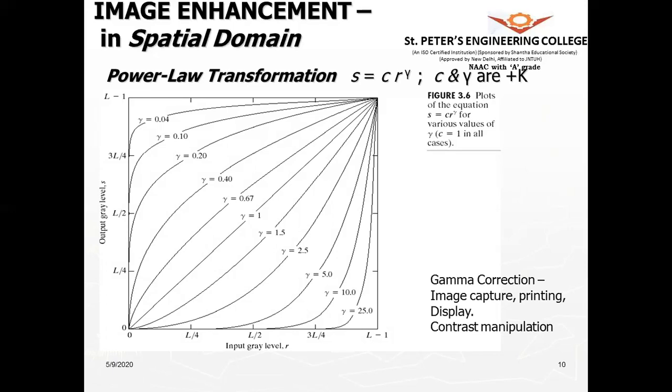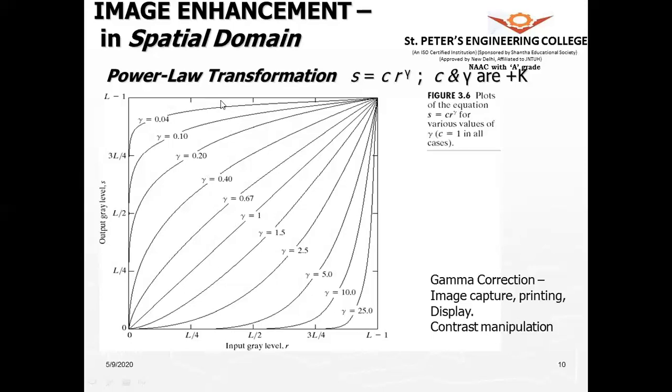One more point I need to mention here is about something called gamma correction. Many image capturing devices, printing devices, or display devices, that is a monitor, all suffer from this effect, where your low intensity is mapped to a high intensity. This we call the gamma effect.